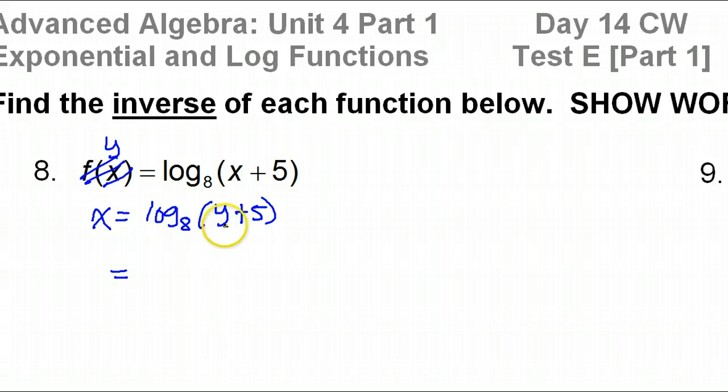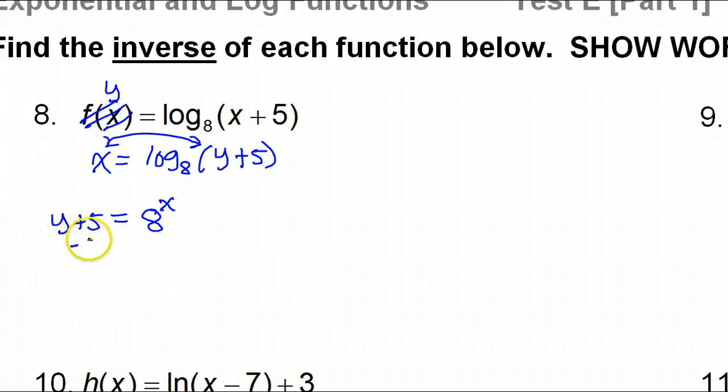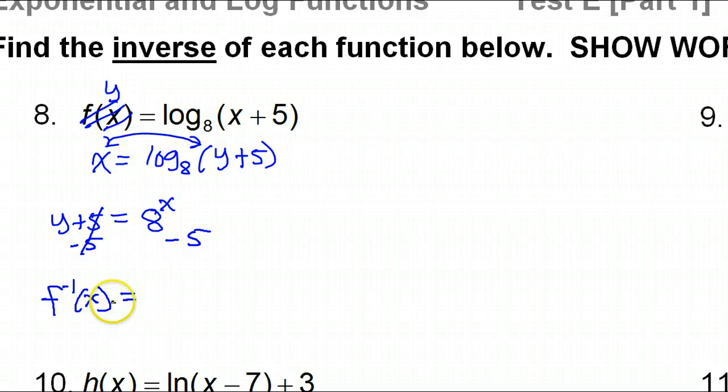My goal is to get y by itself. Always start with the base. In exponent form, there's my base, and then the x and the y plus 5 will trade sides. So the y plus 5 will end up over here, and the x will end up as the exponent. So getting the y by itself just means we need to subtract 5 from both sides. And this is going to basically be the final answer, but I will put the f back in. Just put a little -1 for inverse. So f inverse is equal to 8 to the x power minus 5.